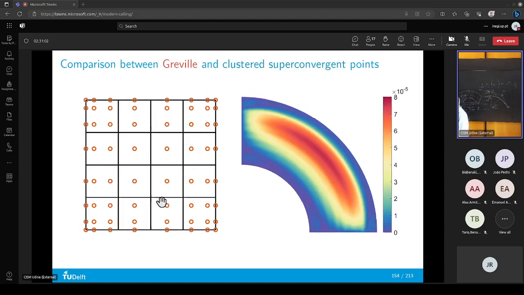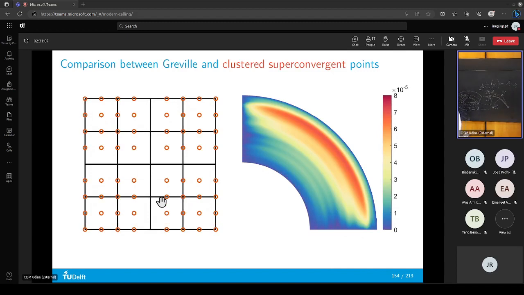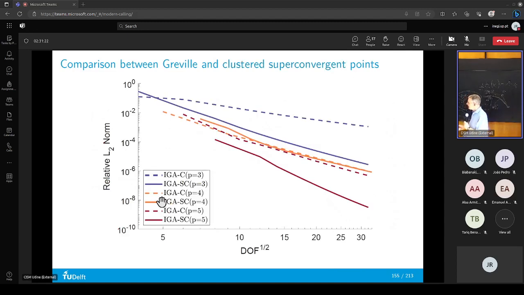And if you look to the right, the points differ. I'm not telling you how to compute these points. These are all in the papers. But at least by playing around with the collocation points, one can influence the quality of the solution. Again, here, Greville versus so-called clustered superconvergence points. C stands for the normal one, the Greville one, and SC stands for the clustered ones. Gives us some improvement.